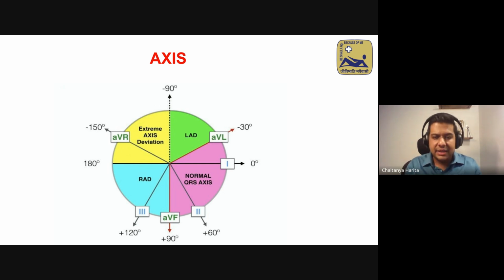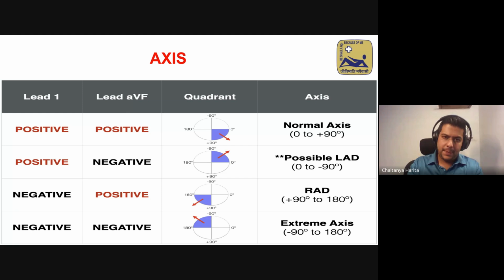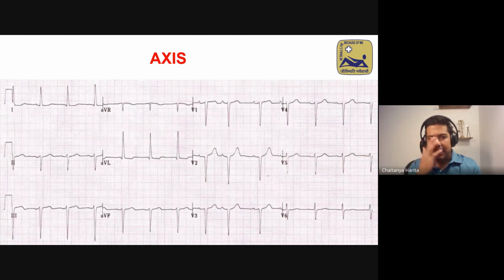If the leads are connected right, there are only two causes for extreme right axis deviation: cor pulmonale, which is right heart involvement because of a lung disease, or VTAC. So which are the two leads we look at? Lead 1 and AVF. If the QRS complex is predominantly positive in both, it is normal axis. Predominantly positive in lead 1 and negative in AVF is left axis. Predominantly positive in AVF but negative in lead 1 is right axis. Both negative is extreme right axis.